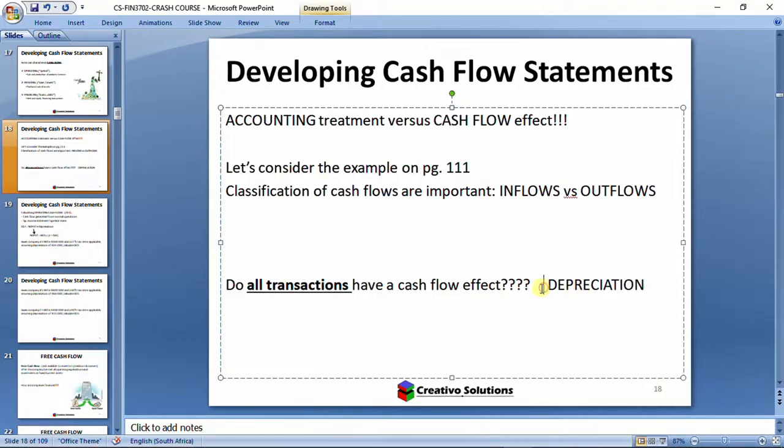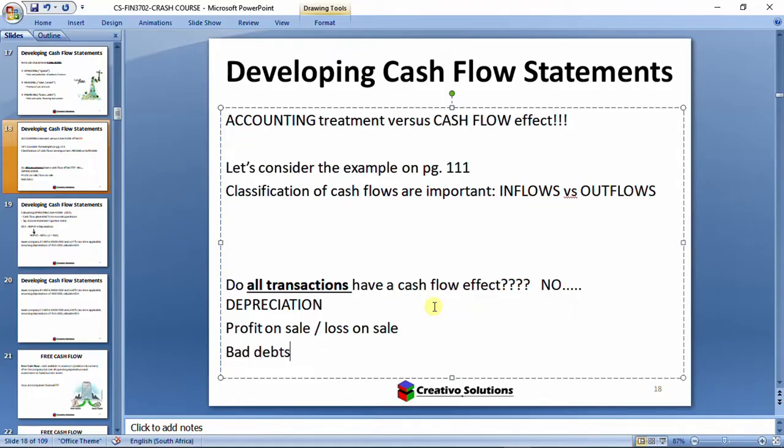Depreciation. Okay. There are others as well. Profit or loss on sale, a revaluation, or bad debts. That's a better one. Bad debts are also no cash flow. When you write off a debt that doesn't pay, do you pay anyone? Is there a cash flow? No. So not all transactions have a cash flow effect.